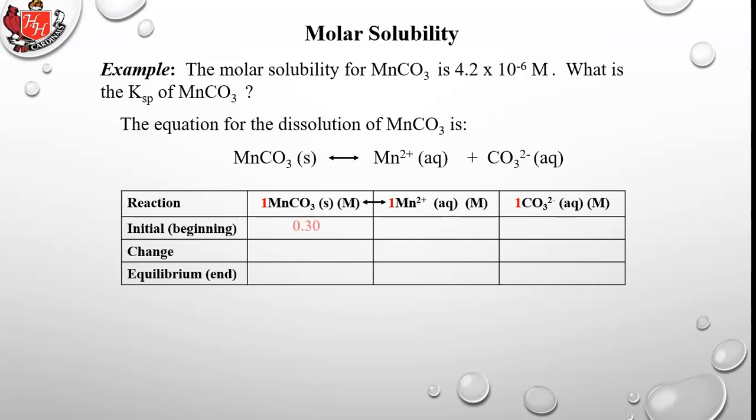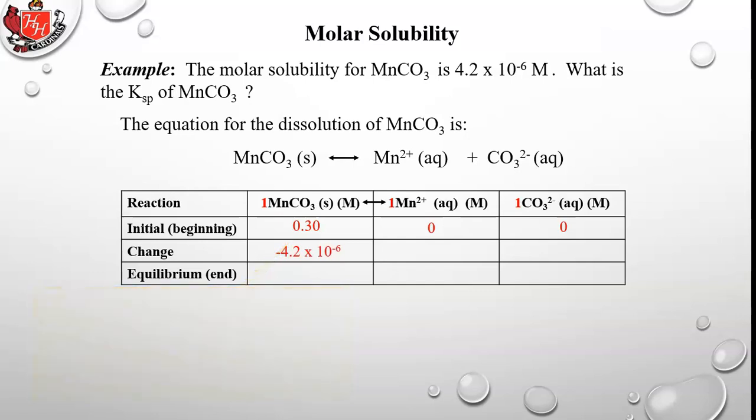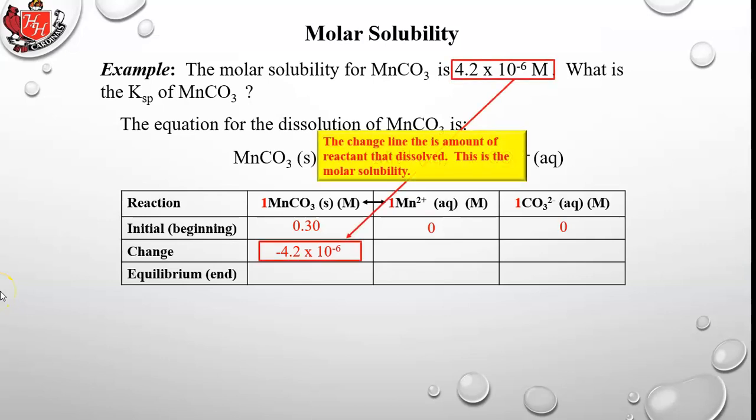So we're going to start off with 0.3 there, and 0 under manganese on the product side, and 0 under carbonate. Now we're going to go down in the manganese column. The molar solubility is always that number. It's the S number. So it's the number that would go in that slot right there. You put the negative sign on it because it's decreasing in concentration. So the molar solubility number, 4.2 times 10 to the negative 6, is the number that goes underneath the solid that we're dissolving. The negative sign is because it's decreasing. So that's always going to be your molar solubility right there.